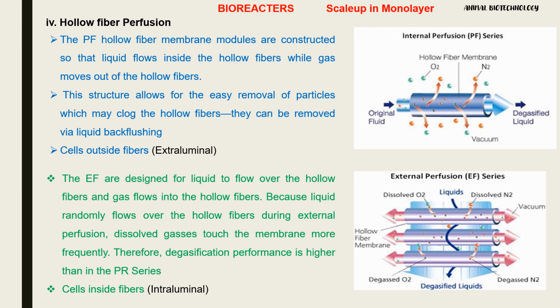In internal perfusion series, the cells are grown outside the surface of the hollow fiber, that is extraluminal. The nutrient media flows inside the hollow fiber while the gases outside the fiber. This structure is easy for removal of particles which may get clogged in the hollow fiber and can be removed by liquid back flushing.